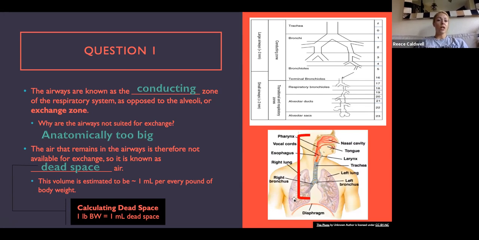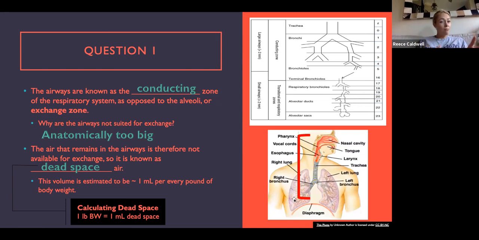So the alveoli are, again, these grape-like structures covered in capillary beds, and they are made of a single layer of epithelial tissue. All of those other structures don't deal with exchange because they're anatomically just too big. They have multiple layers of tissue. They'll have smooth muscle, they'll have cartilage, connective tissue, other structures that aren't suited for diffusion.